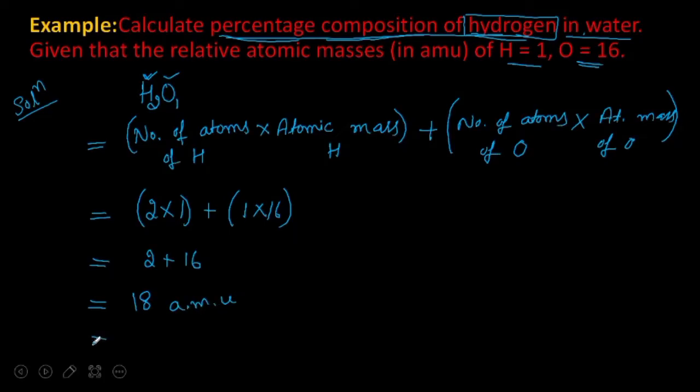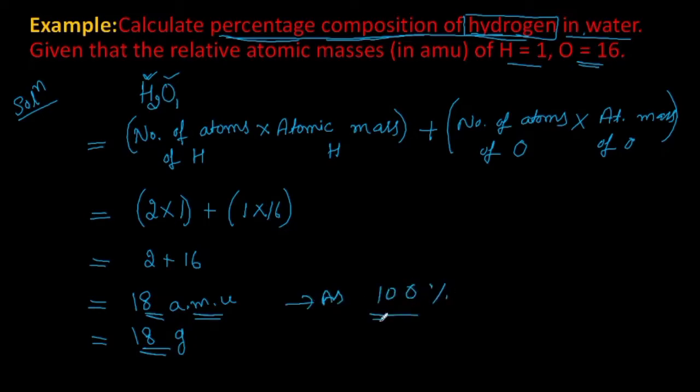AMU. Then if you consider it for the gram molecular mass, then on replacing AMU by G, it becomes gram molecular mass, that is 18 grams. Or in terms of atomic mass unit, it is 18 AMU. Now we will consider this mass, that is the total molecular mass of the water, as how many percent? 100%. Clear? The total molecular mass of the water is 100%.